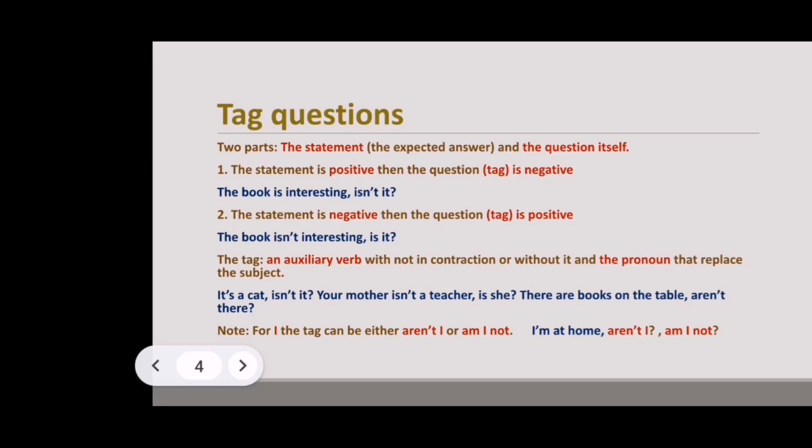Pay attention. If we have structures there is, there are, then in the tag you should use these words, but vice versa. Isn't there? Aren't there? If it is a negative tag. And note, for the pronoun I, the tag can be either aren't I or am I not. I'm at home, aren't I? Or I'm at home, am I not?